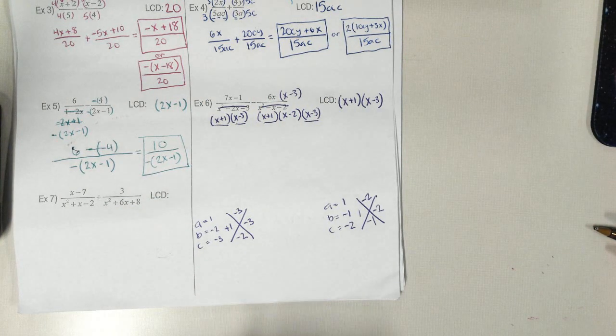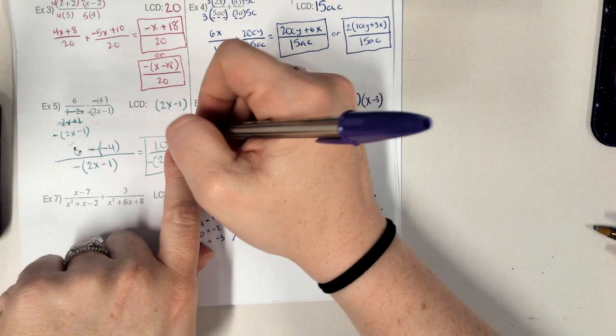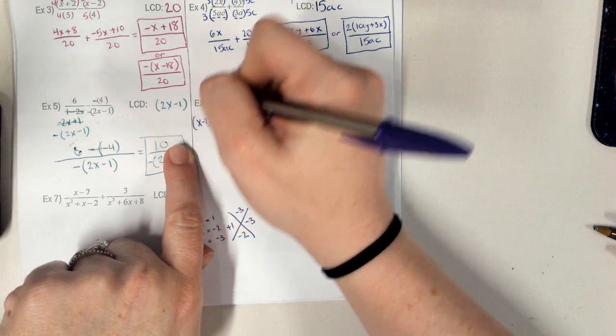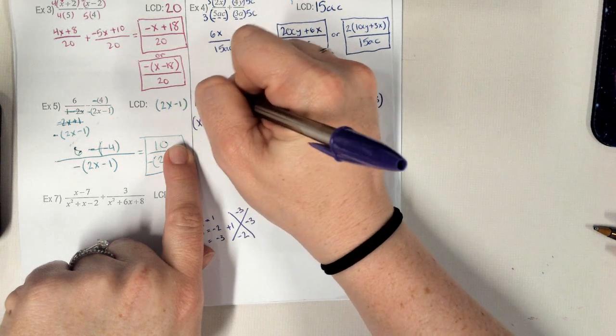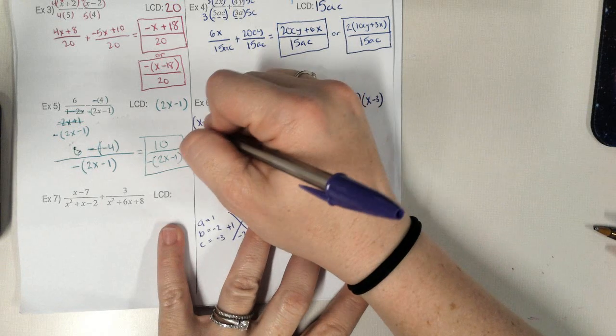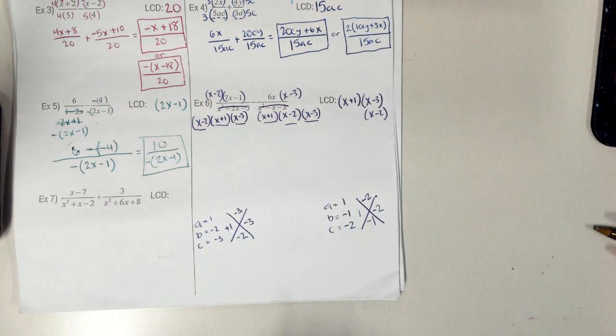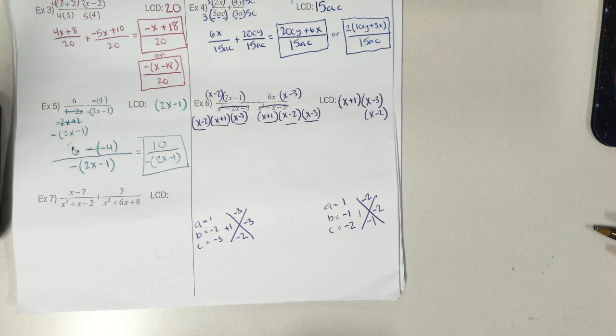I'm underlining them so we see what matches and what doesn't. Okay, now this one has an x minus 2 that this one does not have. So I have to give this one the x minus 2. And now all three of their factors match. And that's my GCF. I mean GCF, LCD. One of those acronyms.